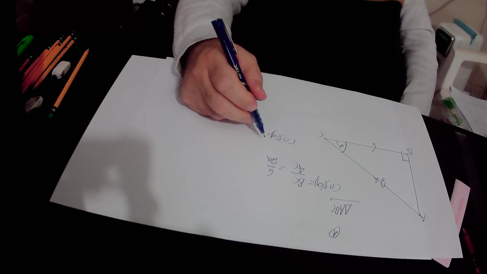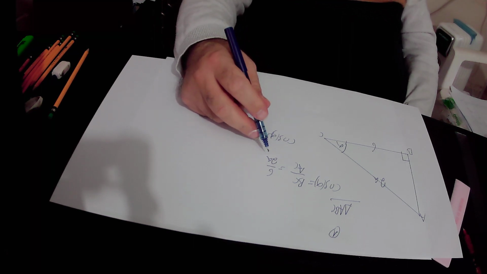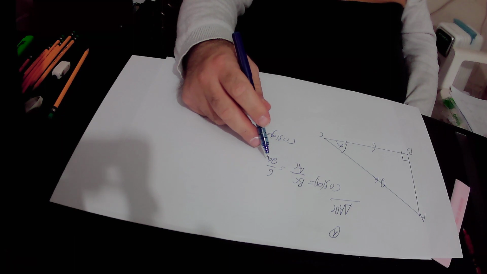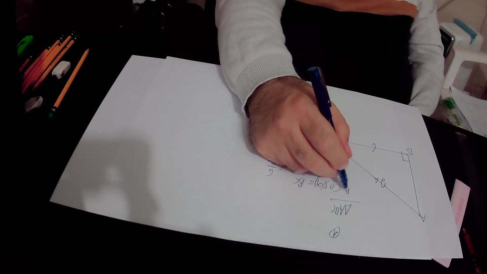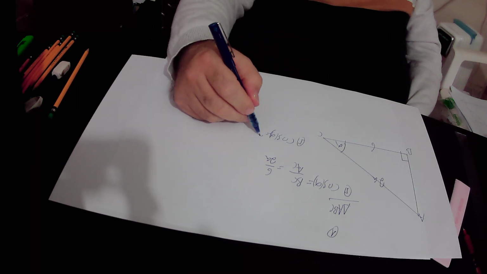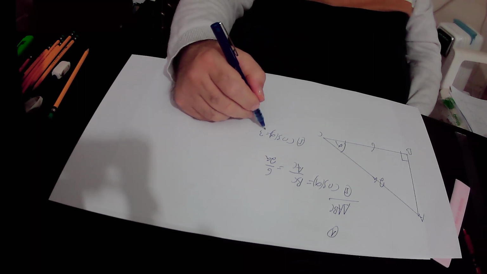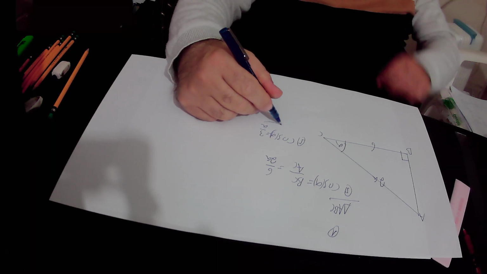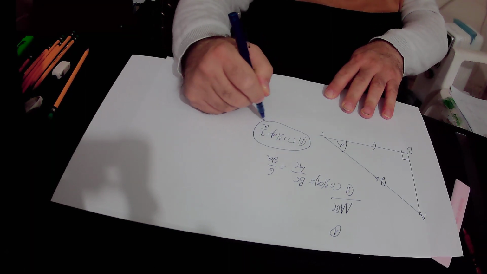We divide both the numerator and the denominator of this side of equation number 1 by 2. 6 over 2 is 3, 2 over 2 is 1. So cosine alpha equals 3 over A, according to equation number 1.